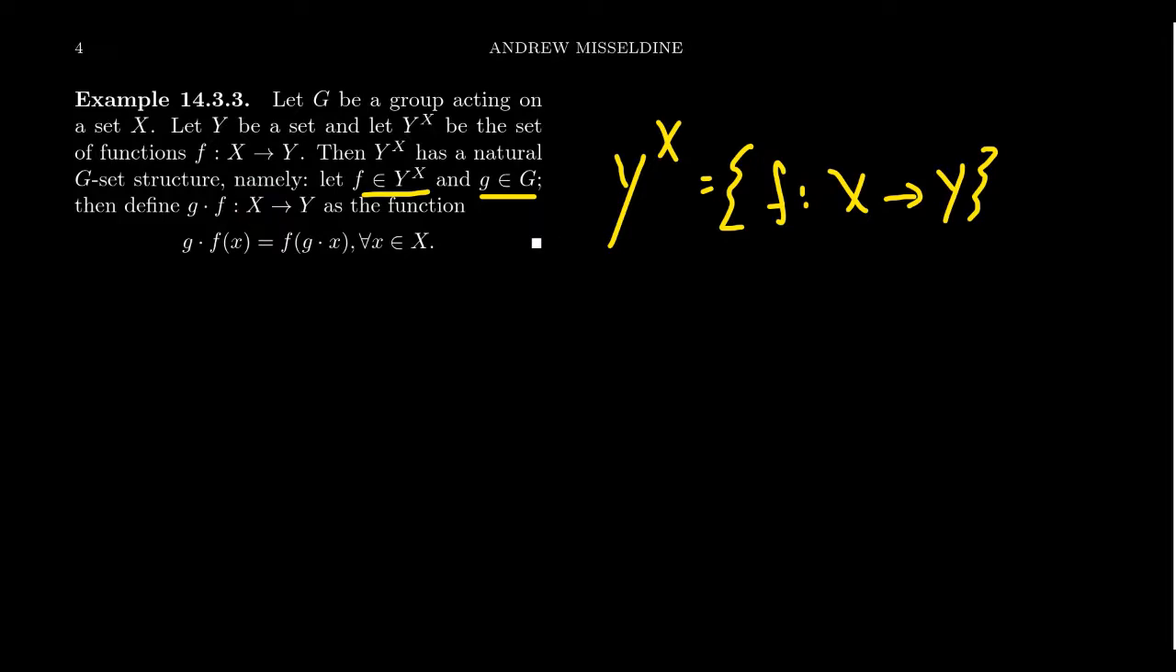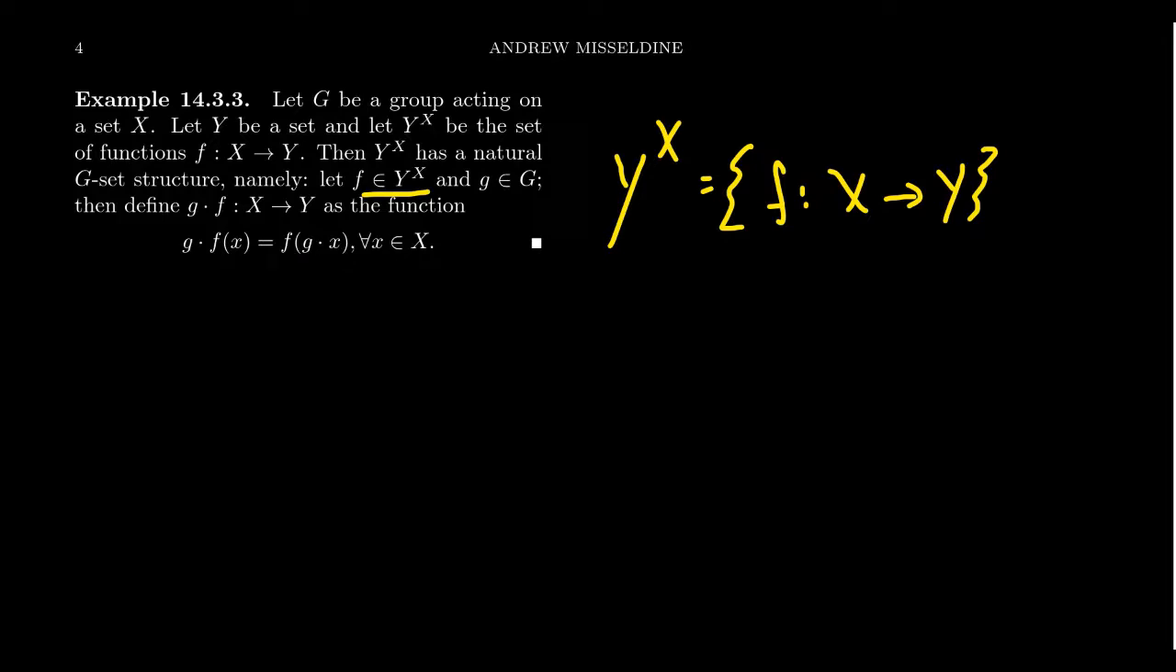And that's exactly what we do. To define the function, I'm going to tell you what the rule is, because a function is a rule that assigns to everything in its domain something in the codomain. If you take an arbitrary element x of the domain, then g dot f of x will be f of g dot x. So in some regard, you're sticking the g inside. This is a lot easier to do if you have a left action.